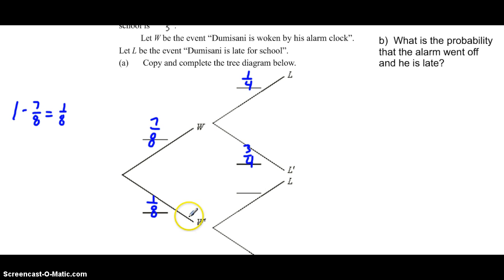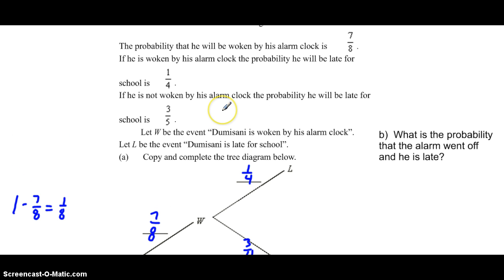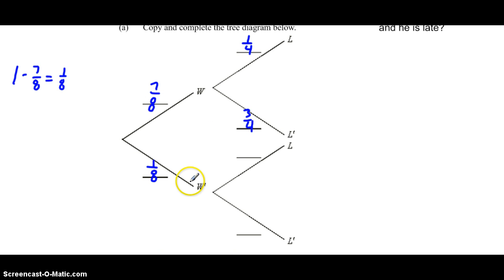The other option here is if he is not woken by his alarm clock, then the probability he will be late for school is 3/5 of the time. So if he's not woken by his alarm clock, then he'll be late 3/5 of the time. The complementary of late for school, if he's not woken by his alarm clock, would be 1 minus 3/5, so that would be 2/5.